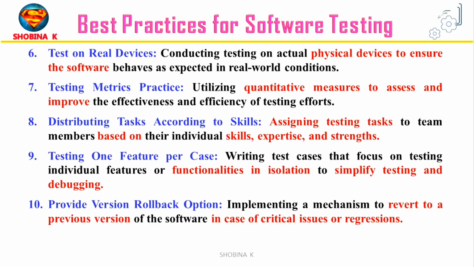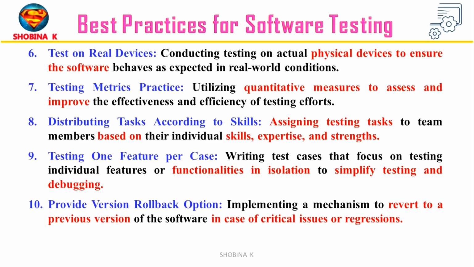Next, testing metrics practice. Quantitative measures are used for assessing and enhancing the effectiveness and efficiency of testing efforts. Quantitative measures use numbers to see how well the tests work and figure out how to make them better. Some common quantitative measures are testing coverage, defect density, defect detection rate, test execution time, test automation coverage, and test case effectiveness.